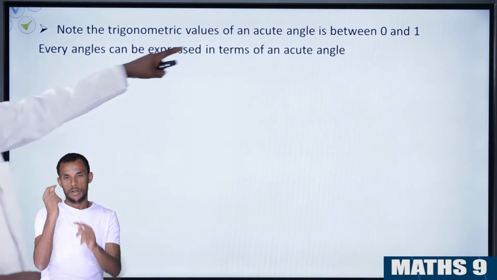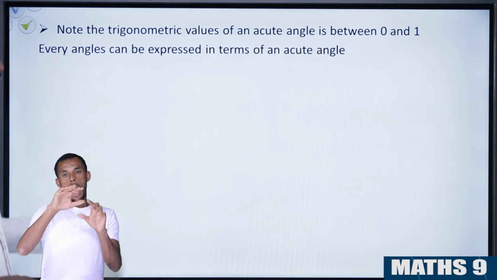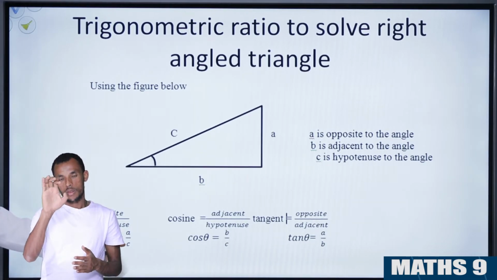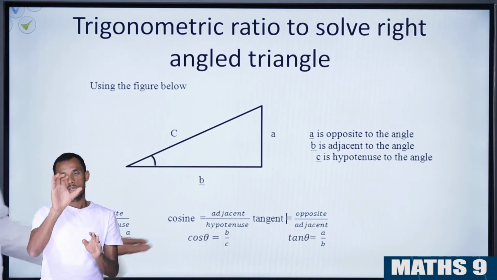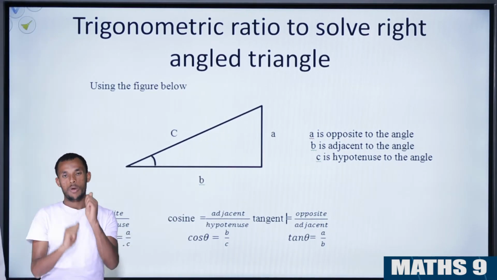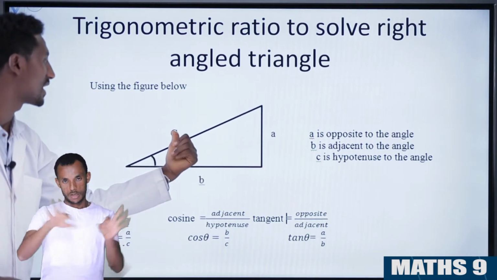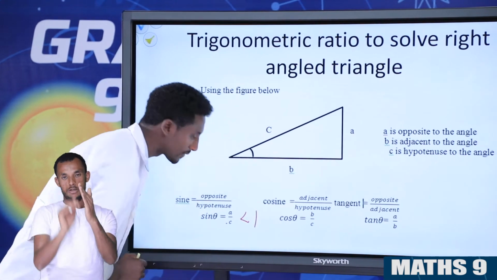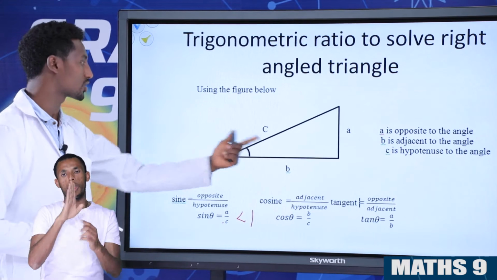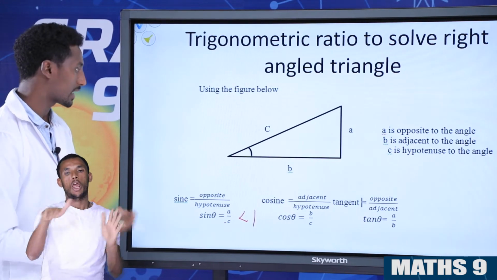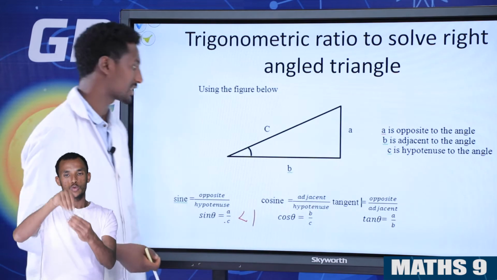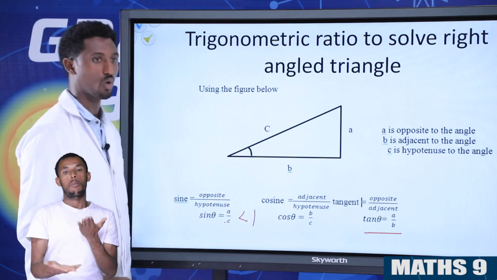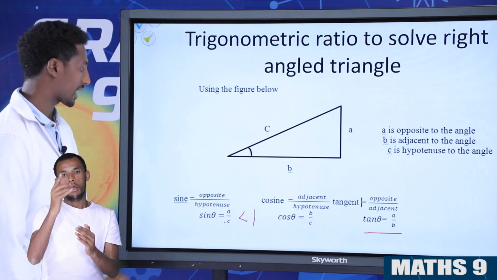The trigonometric values of an acute angle, for sine and cosine, are between 0 and 1. Let me show you roughly. Here sine theta is A over C. From the figure, we can easily compare the values of A and C. A is necessarily less than C, so the ratio of A to C is necessarily less than 1. And it cannot be negative because both A and C represent lengths, and similarly for the other values. But the tangent value may be greater than 1 or less than 1. It depends on the values of A and B.